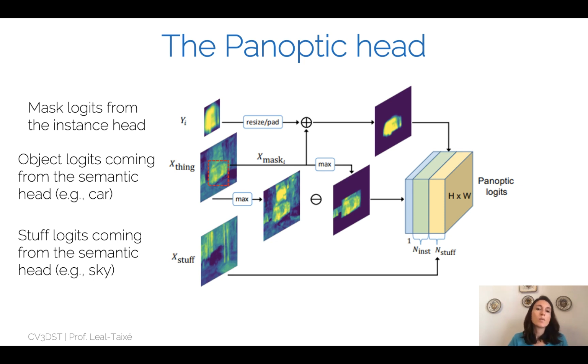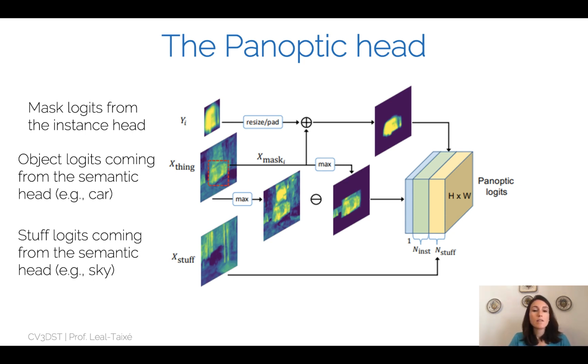So let's go now into the panoptic head. What is this panoptic head that actually puts together the mask output and the semantic information output? At the top we have the mask logits from the instance head. This comes from a Mask R-CNN type of head that tells you where these instances are located and what is the extent of them. The object logits come from the semantic head and tell you the probability that this pixel belongs to the class car, the class person, etc.